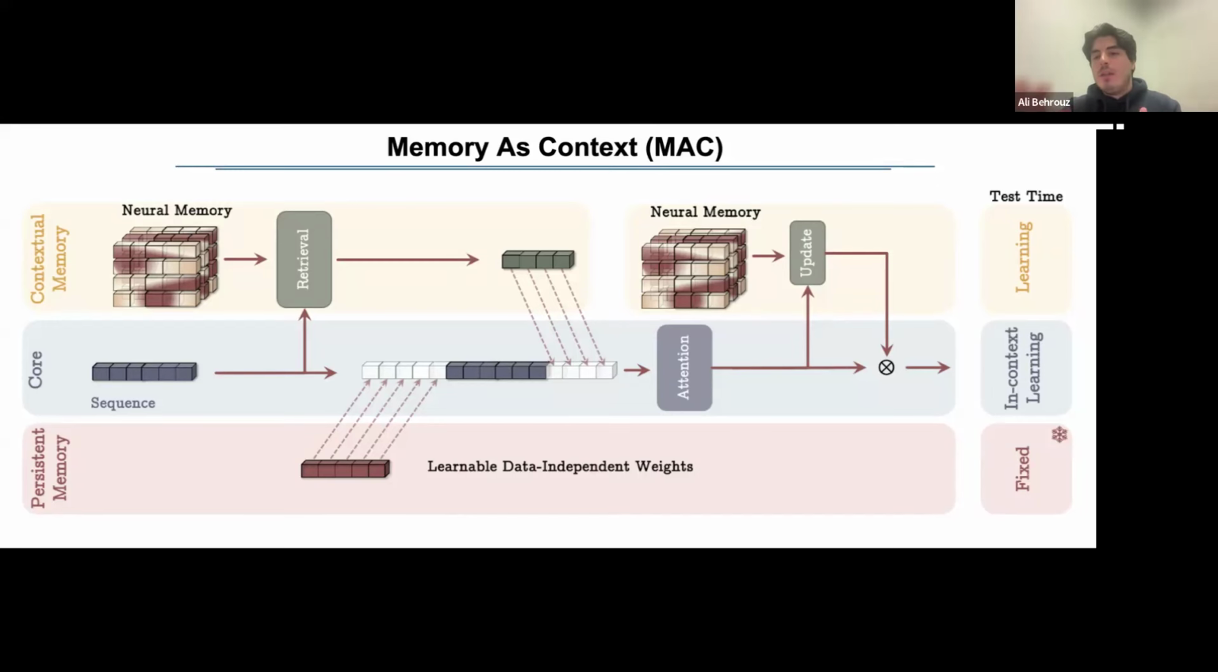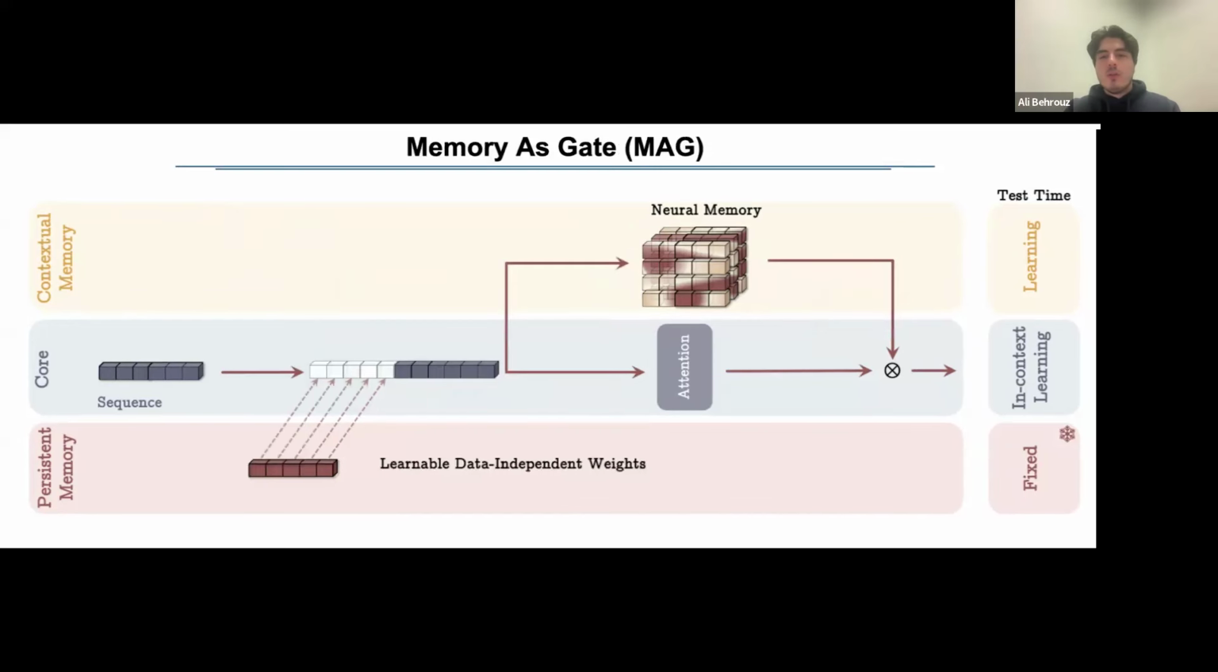And finally, we combine the output of the neural memory and attention. So we have an architecture in which both of these two branches of memory are interconnected and helping each other. Now we go to the next one. We have memory as a gate.